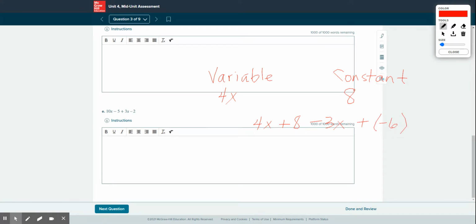A strategy I want to give to you as looking at this is use the commutative property and move the terms around. Put the like terms together. Put all your variable terms in one place, and then put all your constant values in another place. And then combine those terms. 4 times x minus 3 times x is 1 times x. 8 plus -6 is a +2. And this would be your simplified expression. So do that on here.